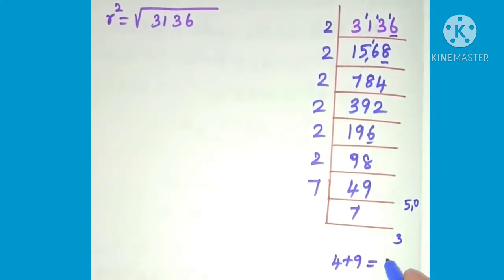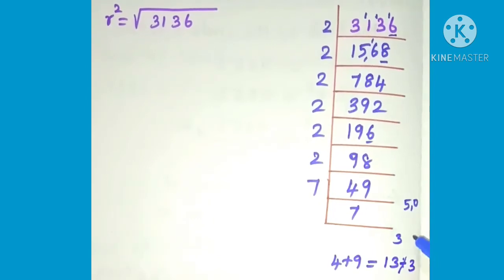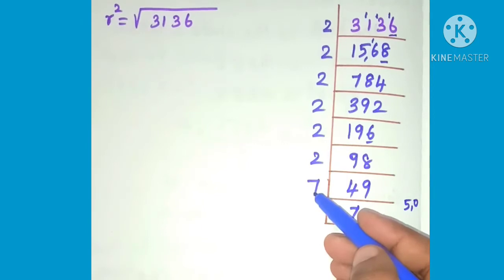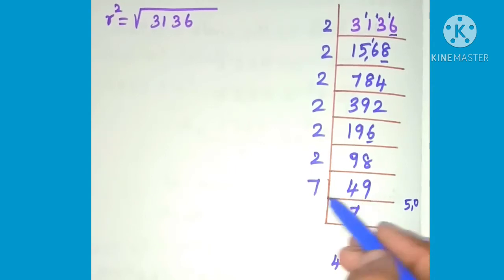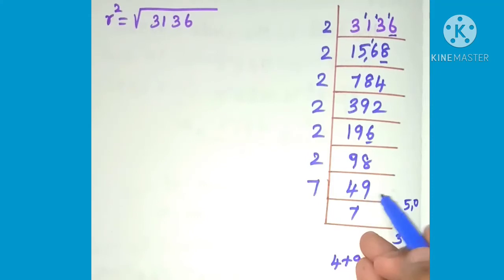So 4 plus 9 is 13, which is not divisible by 3. So we can't take 3. So we can't take 2, 3 and 5. The other value is 7. So we can take 7 and also the values ends with 9. So by the divisibility rule, it is divisible by 7. So 7 7s are 49.